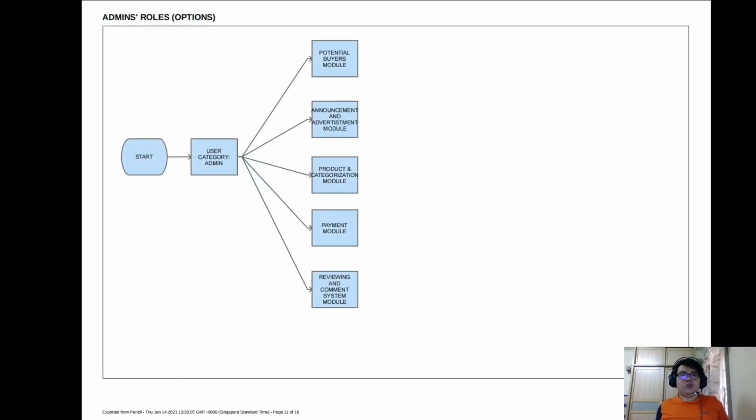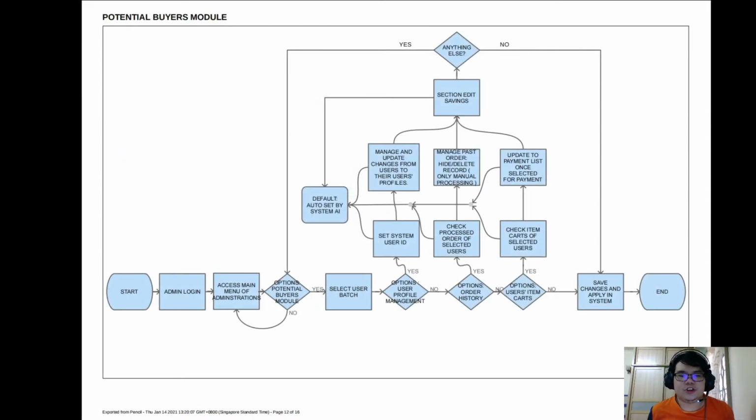Now we have come to the admin roles. This is the role of each module that the admin can access. Administrators can access. First one is the potential buyers module. This one includes the modules of the customers or the users, their user profile management, their order history, and also the item cards. They first log in as an admin and access the main menu of administrations.